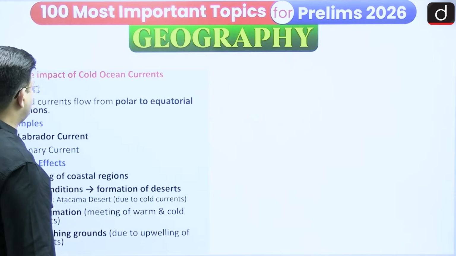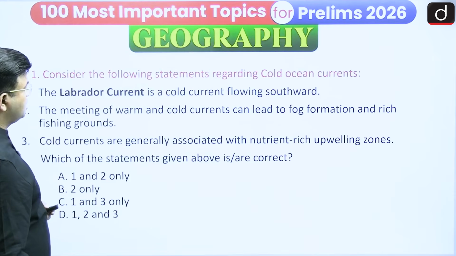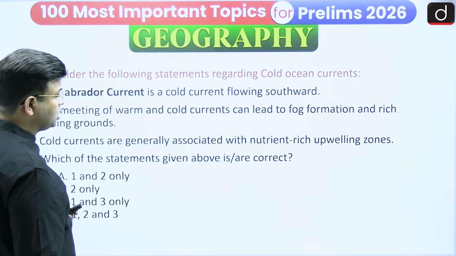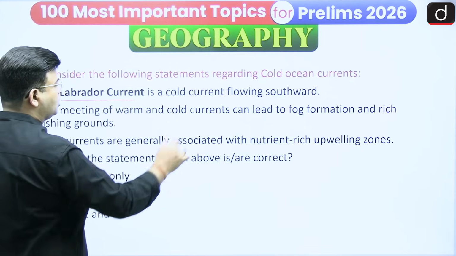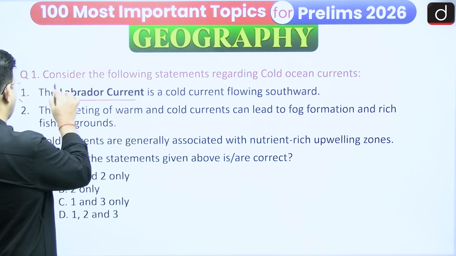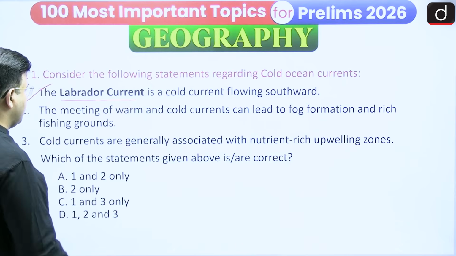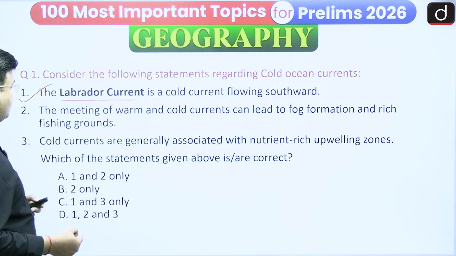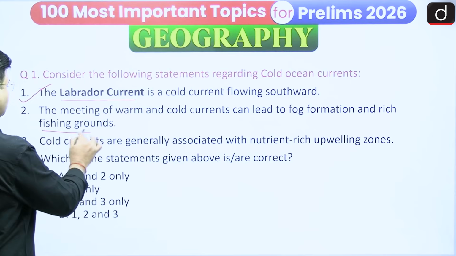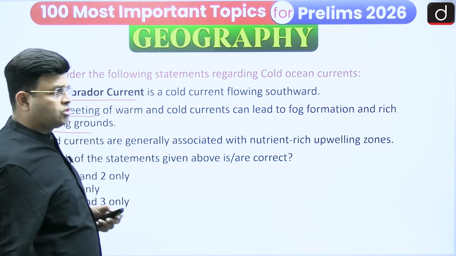The next part that we are going to see: consider the following statements regarding cold ocean currents. The first statement: the Labrador current is a cold current flowing southward. Yes, this is a right statement. And the meeting of warm and cold currents can lead to fog formation and rich fishing grounds. Yes, it helps in fog formation in the northeast of North America.